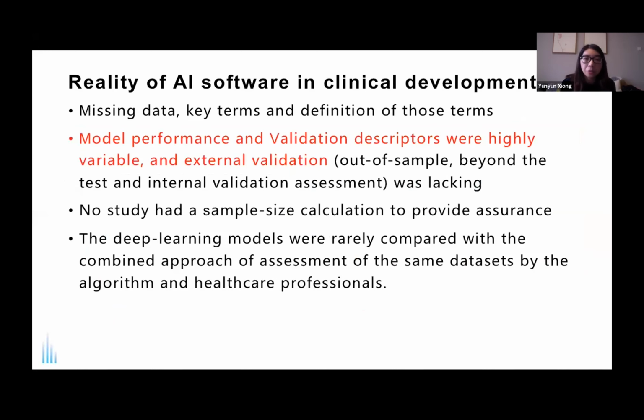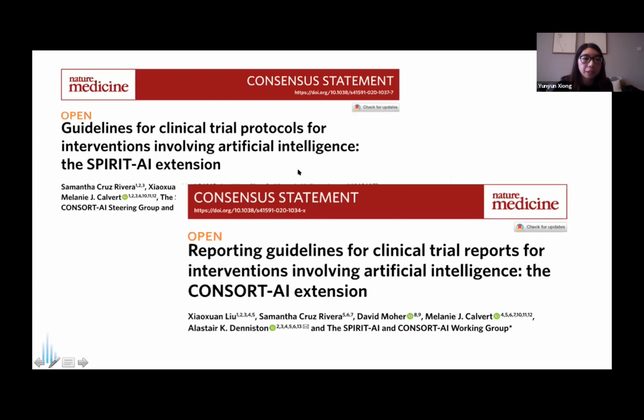And recently, Nature Medicine discussed the reality of artificial intelligence software in clinical development. They found a lot of problems, such as missing data, key terms, and definitions of these terms. The model performance and validation descriptors were highly variable, and they lacked external validation in outside practice. No study had a sample size calculation, and deep learning models were rarely compared with the combined approach of assessment of the same data set by the algorithm and healthcare professionals. So all these problems paved the way for the coming of the guidelines.